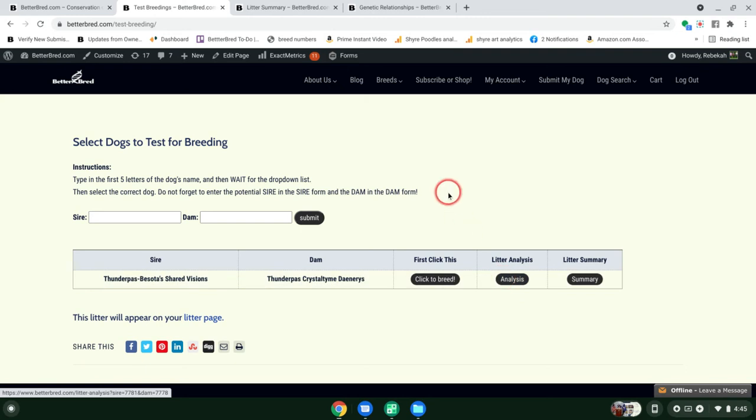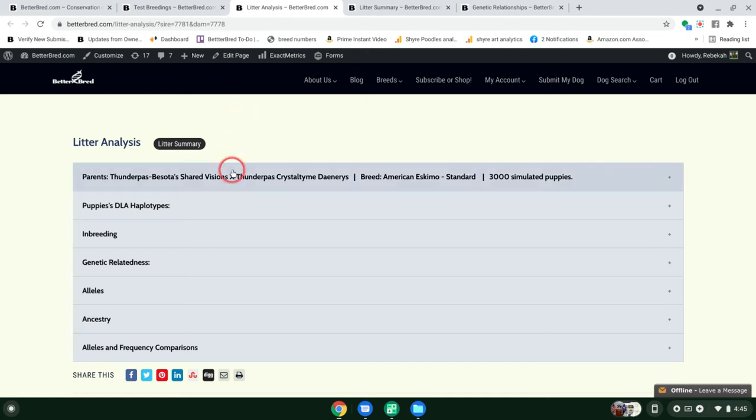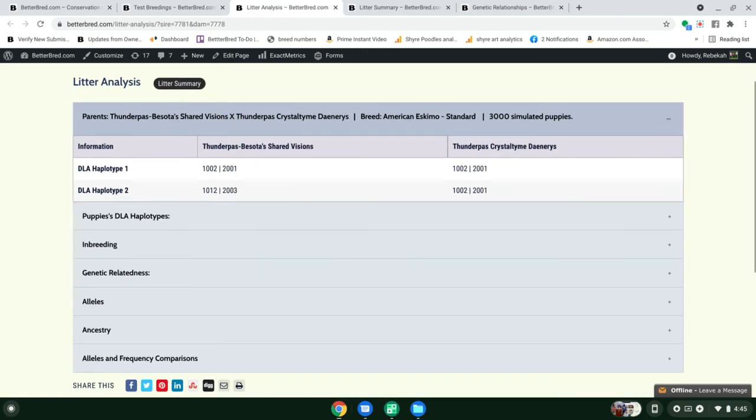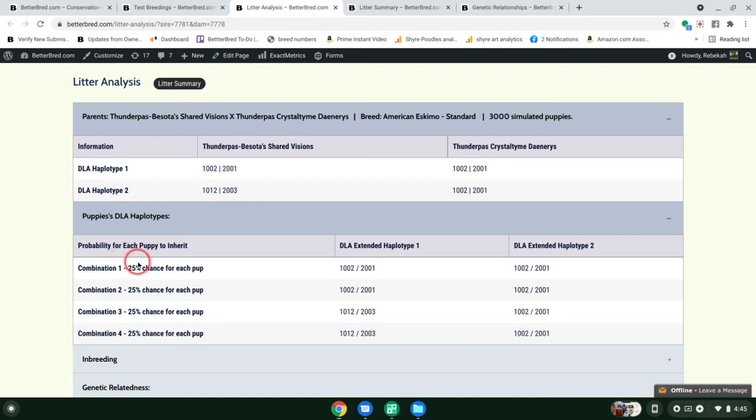Now the analysis is much more detailed. That gives us so much more information about what to expect in the puppies, and it's very detailed to go through. But the nice thing about this page is that it explains what things mean. So here you can see 25% chance of these different inheritance for each puppy. Again, remember I said 50% chance here, and then 50% chance of being heterozygous. So here, half are heterozygous, half are homozygous.